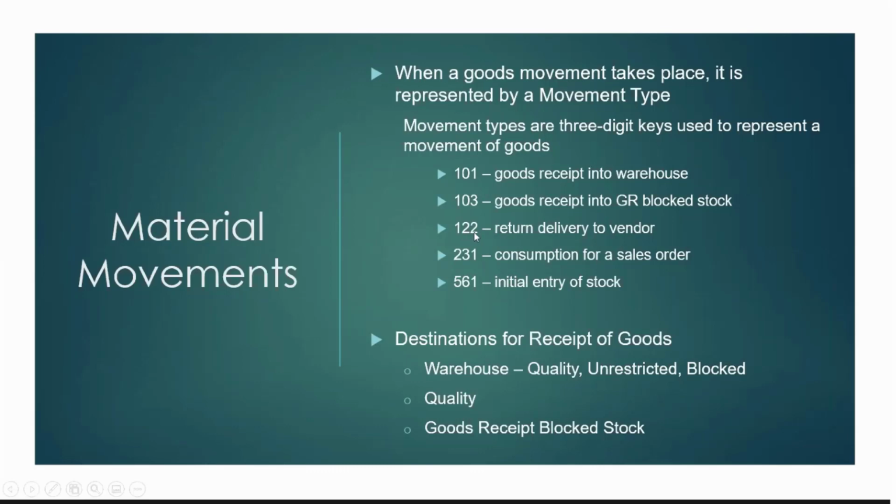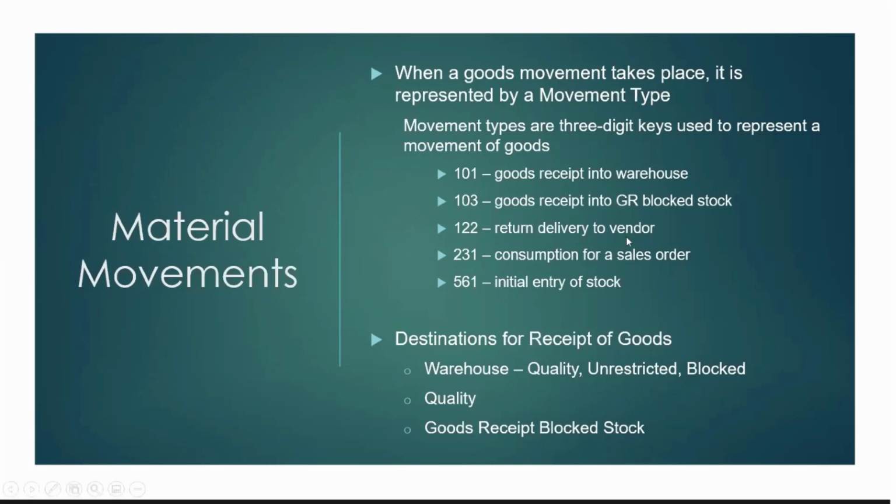Okay. If you put 122, return delivery to the vendor. Imagine that I put the material in the blocked stock and I take the decision that, okay, what you sent me is not corresponding to what I ordered, I will return it to you. Sometimes when you put material in blocked stock, you negotiate with the vendor. Maybe they will reduce the price and then they will accept it. But here, if you put the code 122, this means you will return the goods to the vendor.